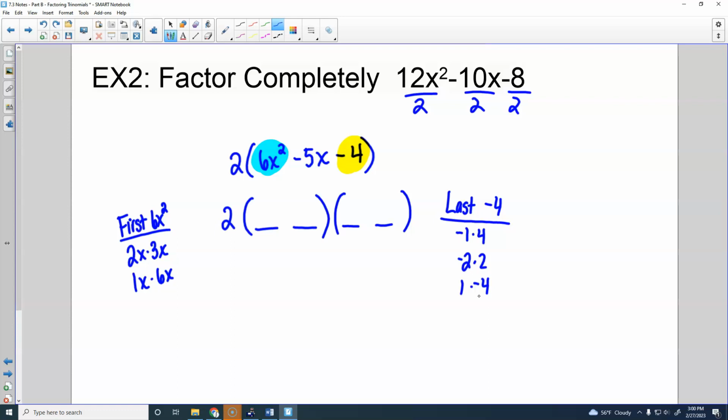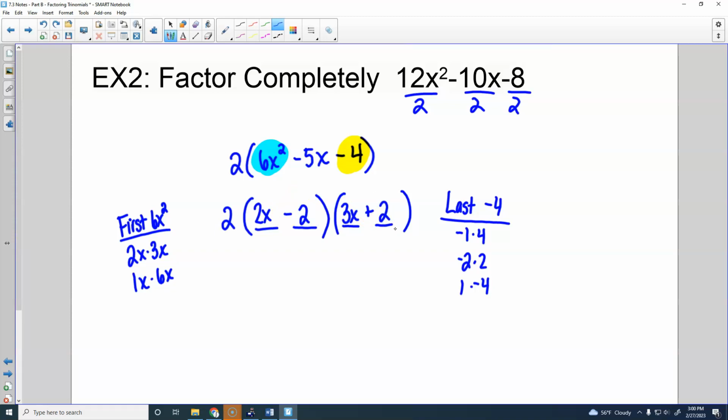So, Ian, pick our x's for us. 2x and 3x or 1x and 6x? Which one are you going to try? 2x and 3x. So let's try that. 2x, 3x. Okay? Rosalind, which one do you want to try for the last term? The -1 and 4, -2 and 2, 1 and -4. -2 and 2. So -2, +2.